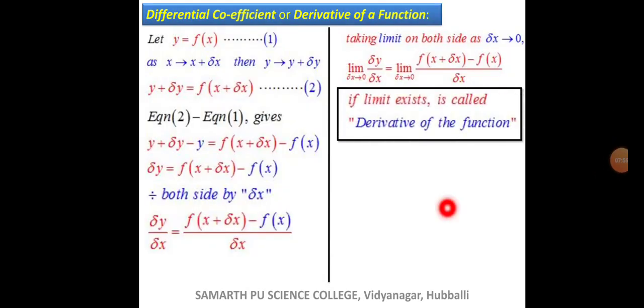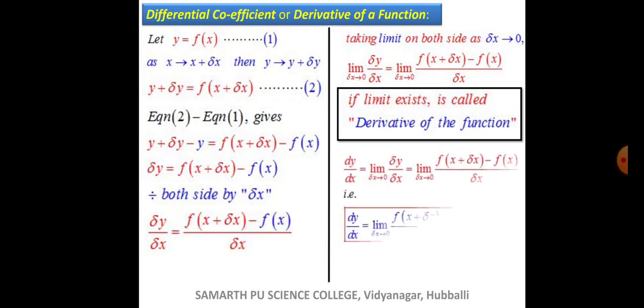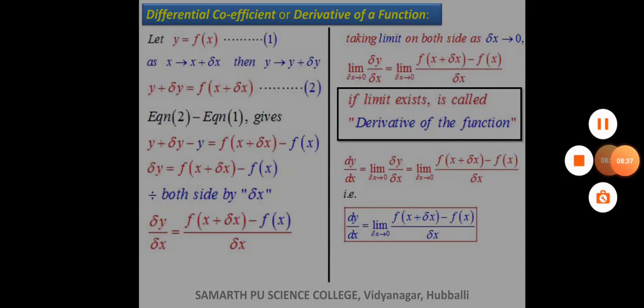If the limit exists, it is called the derivative of the function. Here we have to get a finite limit answer. If the limit exists, then only it is the derivative of the function. And the derivative of the function is denoted by dy by dx. dy by dx is nothing but the limit of delta y by delta x as delta x tends to 0. Its definition is the limit as delta x tends to 0 of f of x plus delta x minus f of x divided by delta x, or simply dy by dx equals the limit of f of x plus delta x minus f of x divided by delta x as delta x tends to 0. Note it down.